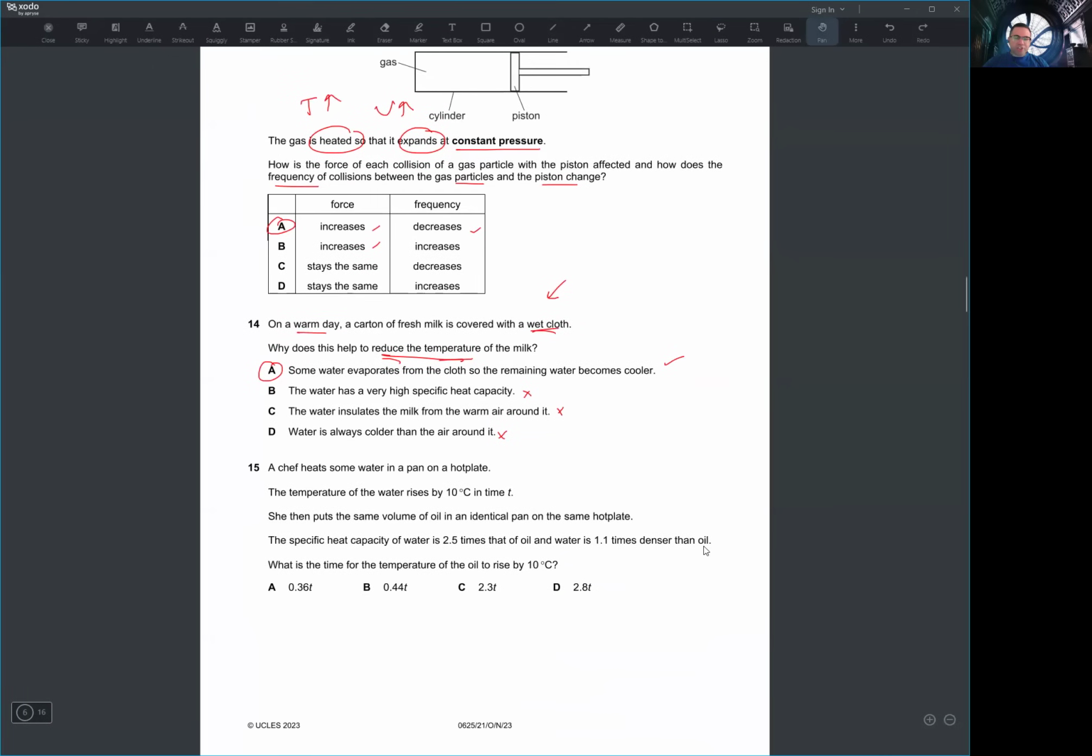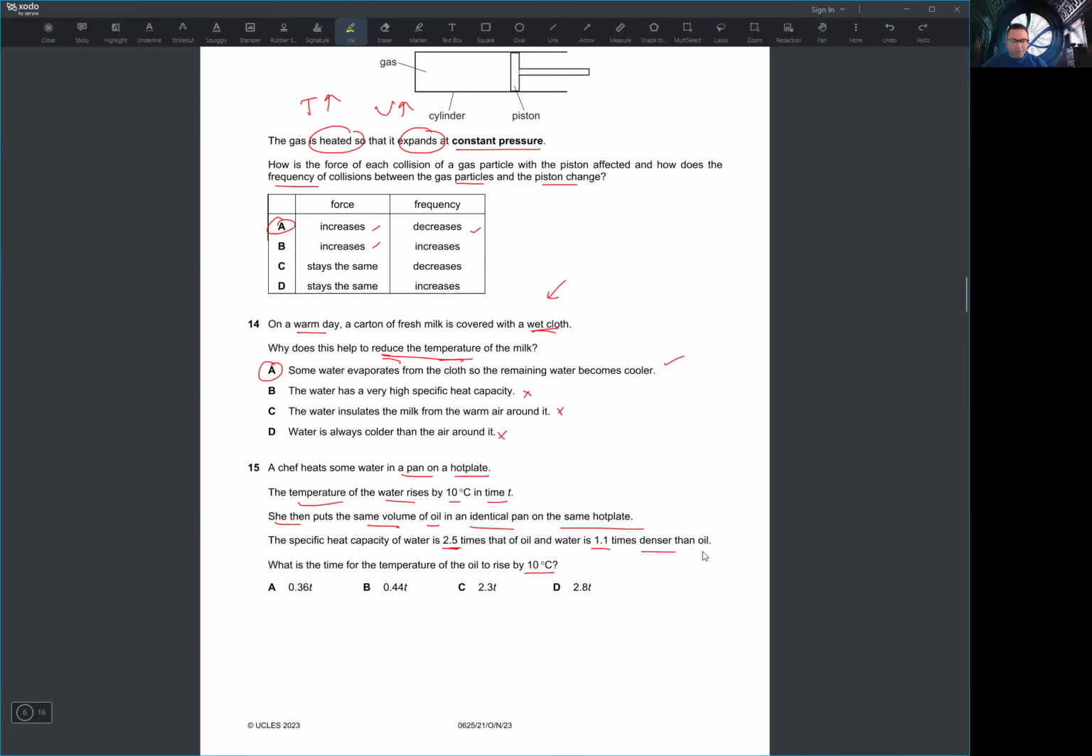A chef heats some water in a pan on a hot plate. The temperature of the water rises by 10 degrees Celsius in a time t. She then puts the same volume of oil in an identical pan on the same hot plate. The specific heat capacity of the water is 2.5 times that of oil and it is 1.1 times denser than the oil. What is the time for the temperature to rise by 10 degrees?